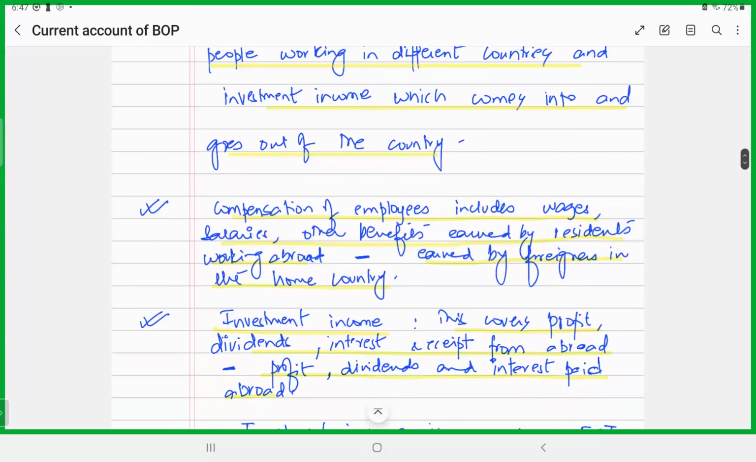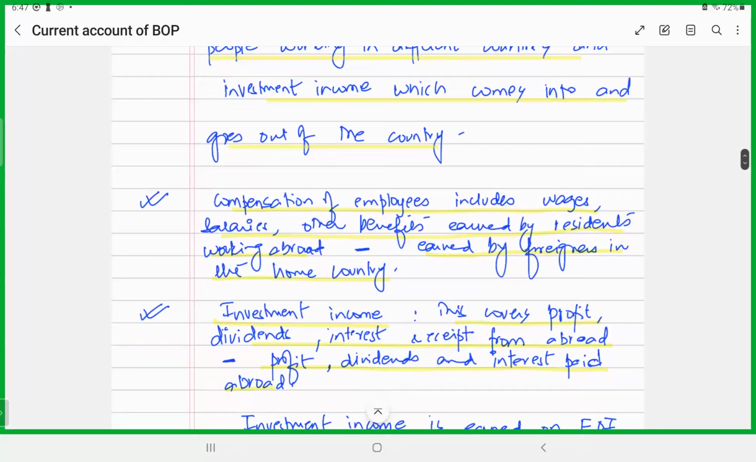Investment income covers what? Profit, dividends, and interest that again are received from abroad minus the profit, dividends, and interest paid abroad. Again, we also derive the net figure for this investment income. And what are the further components of investment income that we define? That it would include profit, dividends, and interest, right?